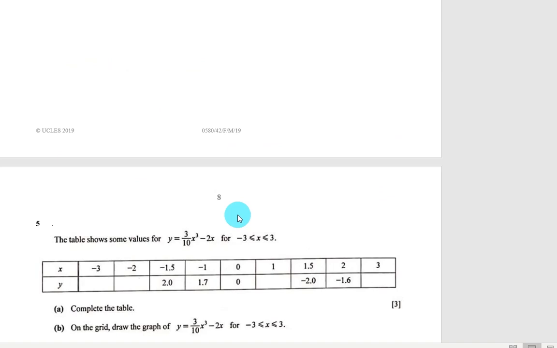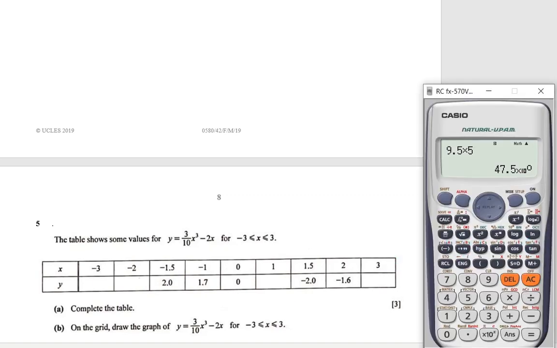Now the table shows the value of y equal to 3 over 10 x cubed minus 2x for x more than or equal to minus 3 and less than or equal to 3. This is the table. Some part is missing. Complete the table. To start to complete the table, we have x.